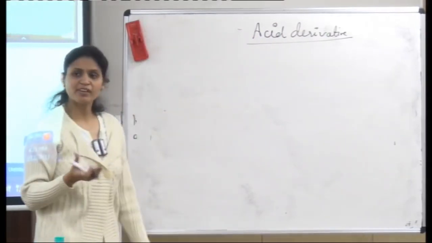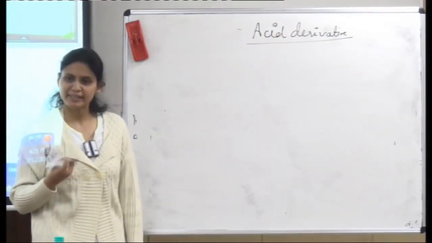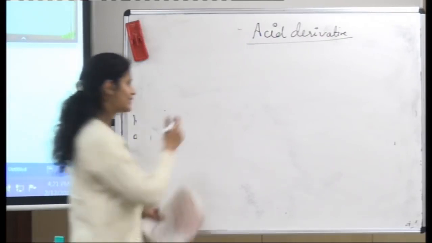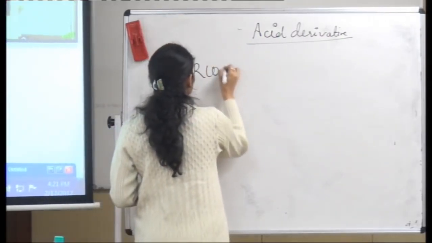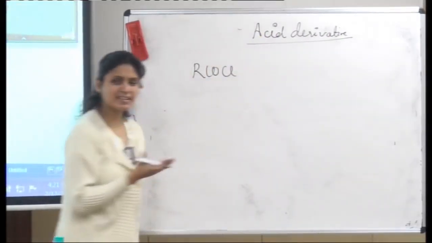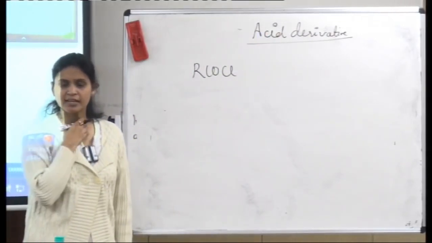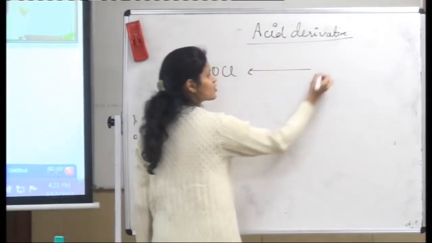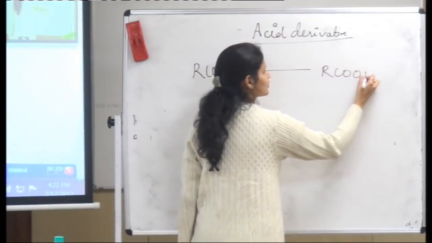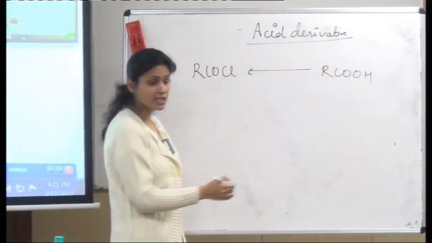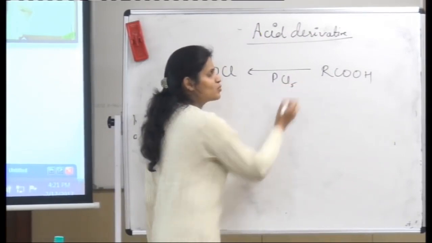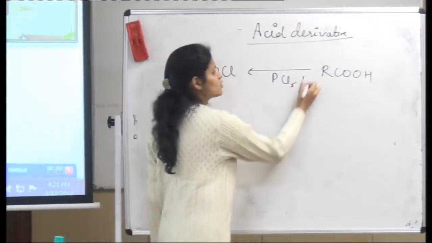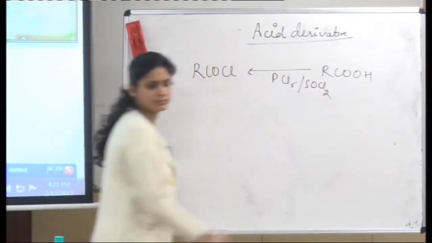This would be more clear when we would be studying amides, right? RCOCl. What was the basic reaction we have studied in the carboxylic acid? How did I prepare the acid chloride from the carboxylic acid? By using PCl5. This is the most basic reaction, or SOCl2. Okay.